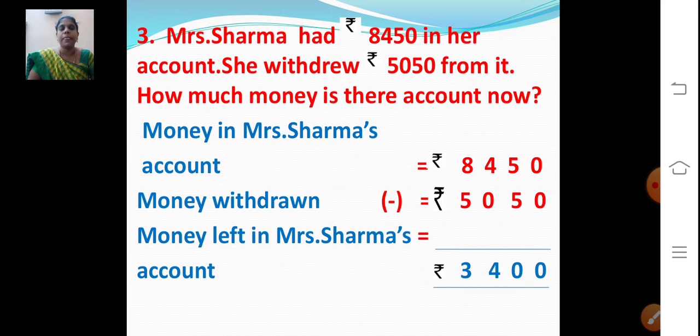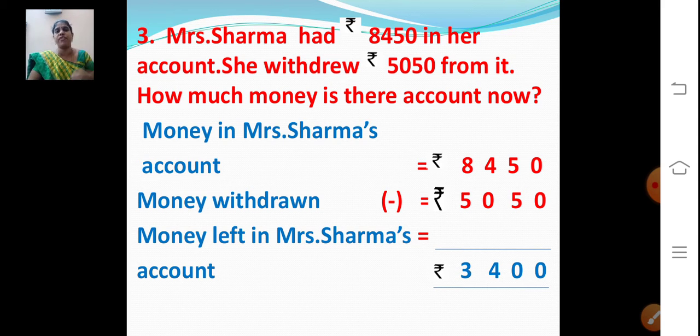Just listen carefully. Mrs. Sharma had rupees 8,450 in her account. She withdrew rupees 5,050 from it. How much money is there in her account now? I'll repeat it. Mrs. Sharma had rupees 8,450 in her account. How much money was she having in her account? 8,450. And she withdrew. What do you mean by withdraw?